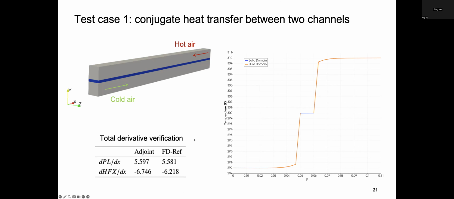This table shows you the total derivative verification for the aerodynamic functions, and the derivative is accurate. But for some reason, for the thermal function, for example, heat flux, the derivative is not super accurate. We can still do optimization with it, but we are currently working on figuring out why this is not very accurate.